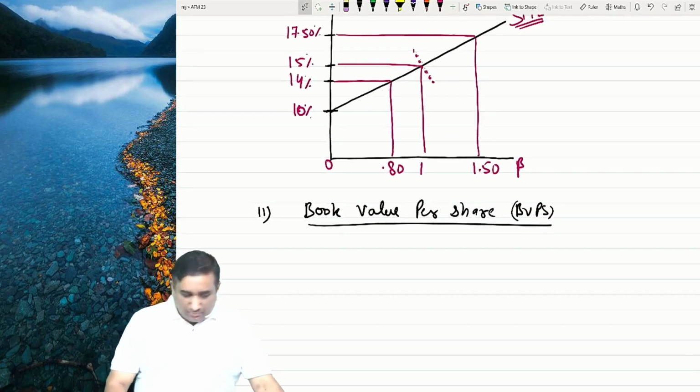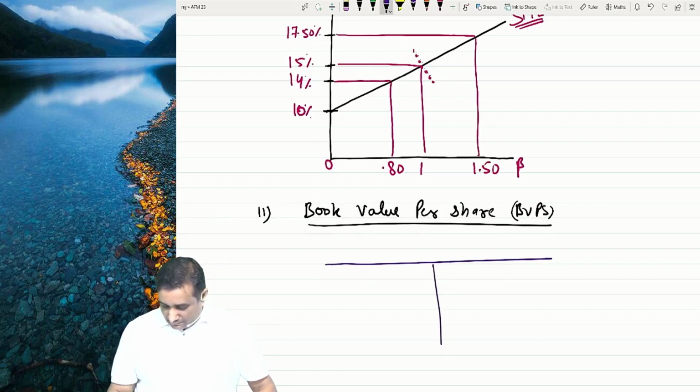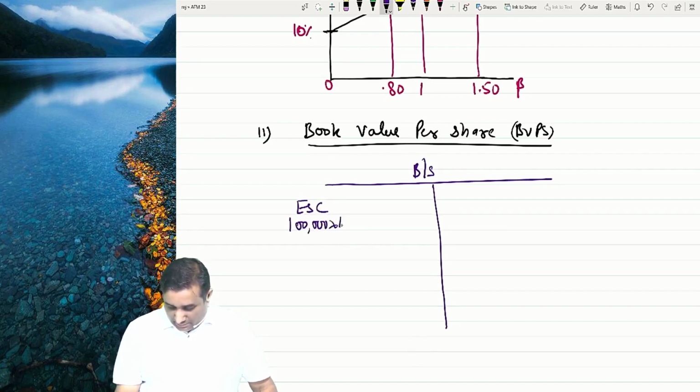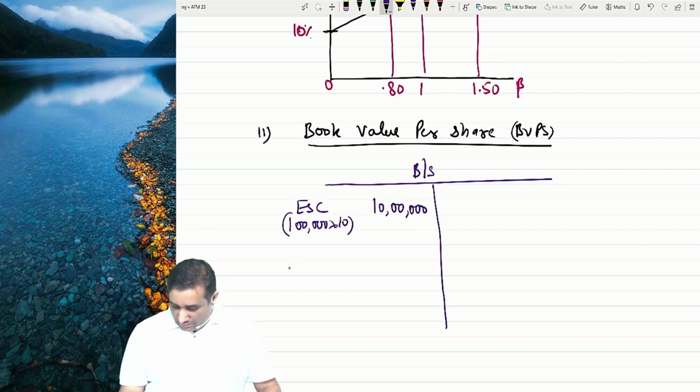To help you understand book value per share, let me draw a small balance sheet. Equity share capital, let's suppose 1 lakh shares. We started with 10 rupees face value. This will be 10 lakh. Over the years, this business has generated reserve surplus of 90 lakh.